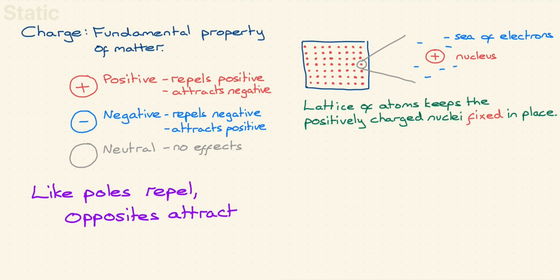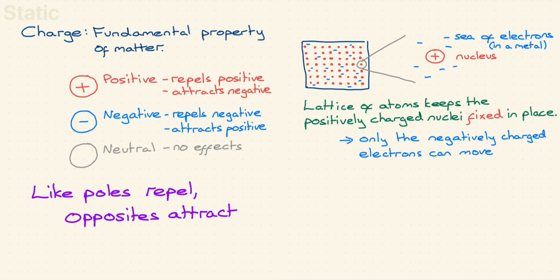The electrons, however, the negatively charged electrons, can move around, especially in a metal. So, for charge to move, it will be the electrons, the negatively charged electrons that move. We're not getting to electrical circuits yet, so instead we're going to generate some static electricity.